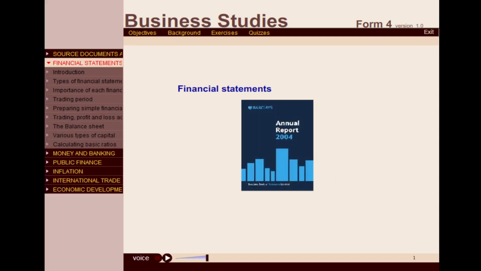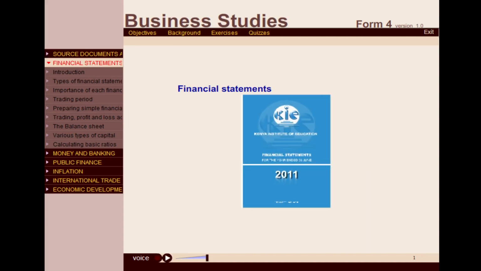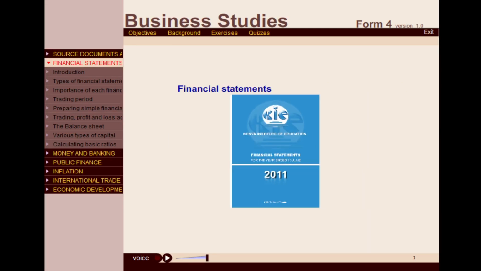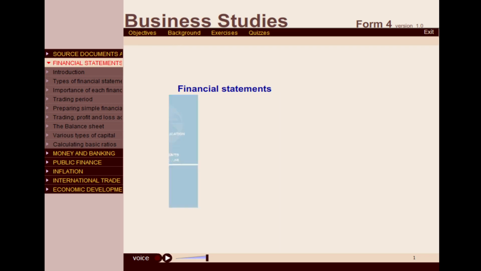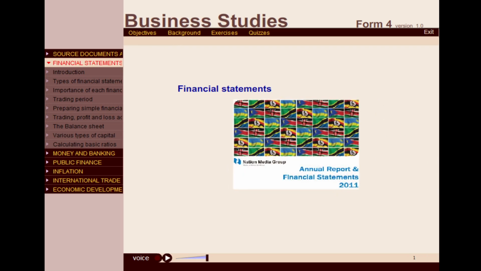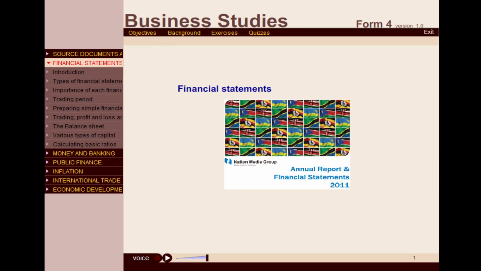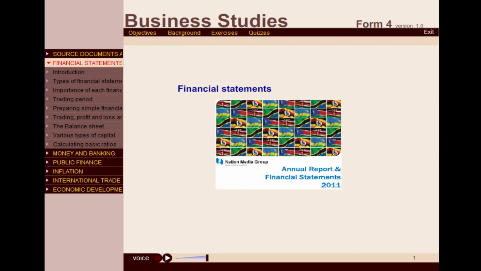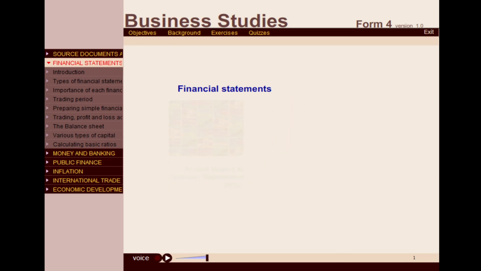Financial statements are written reports which quantitatively describe the financial position of a company. They include trading, profit and loss account, and a balance sheet. Financial statements are usually compiled on a quarterly, semi-annual, and annual basis.